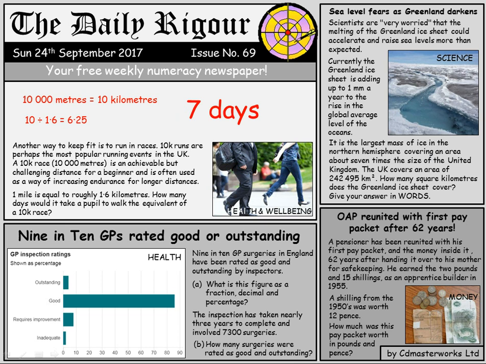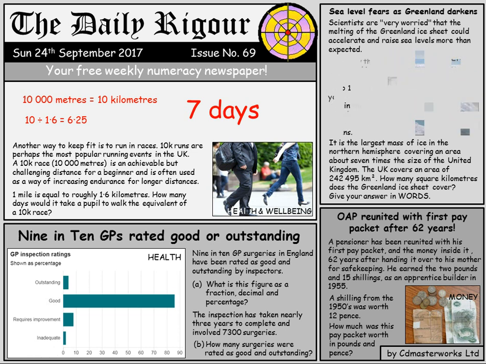Okay, on to the next story, a science story. Sea level fears as Greenland darkens. There's this big Greenland ice sheet, which is adding 1 millimetre a year to the rise in the global average levels of the ocean. This big ice sheet is about 7 times the size of the area covered by the United Kingdom. So how many square kilometres does the Greenland ice sheet cover?